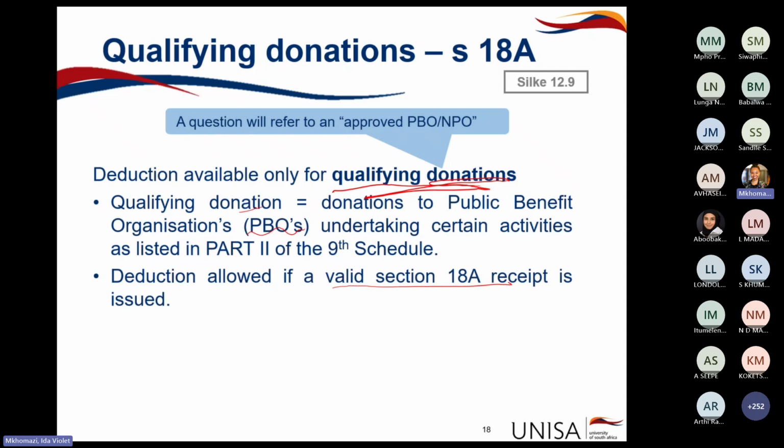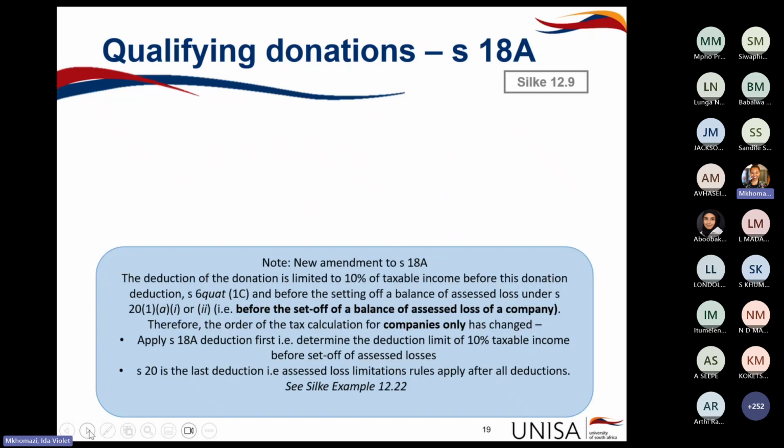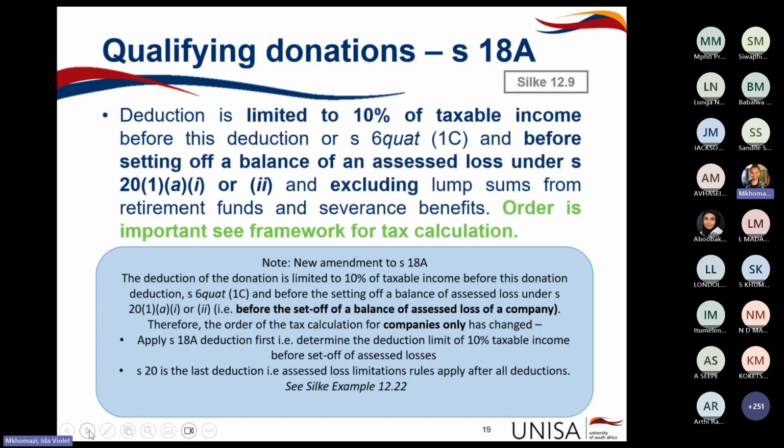and there's also a Section 18A receipt that was issued, then you can get this deduction in terms of Section 18A. And remember that we will be clear in a question if the donation was made to a PBO or not. In terms of how much you can get as a deduction, do you take the full amount of the donation or not? Section 18A says that the deduction is limited to 10% of the taxable income before this deduction, before section 6quat, and most importantly, before the setting off of a balance of assessed loss.